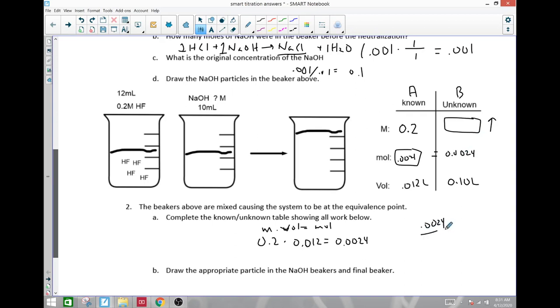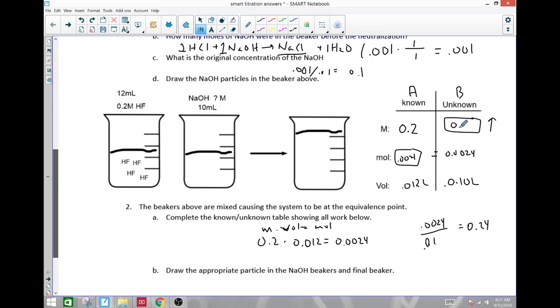0.0024 divided by 0.1 equals, and this should be 10 milliliters, so it's 0.01. Glad to catch that little guy. All right, so divide by 0.01 and we get 0.24. That would have been a pretty easy mistake to catch if you understood that these concentrations are fairly similar.